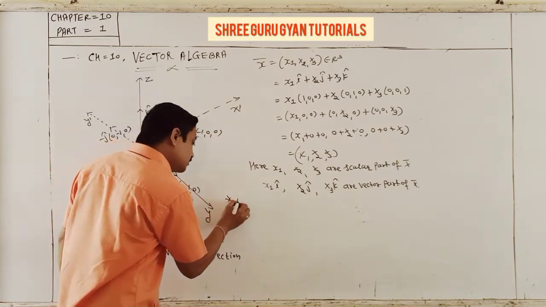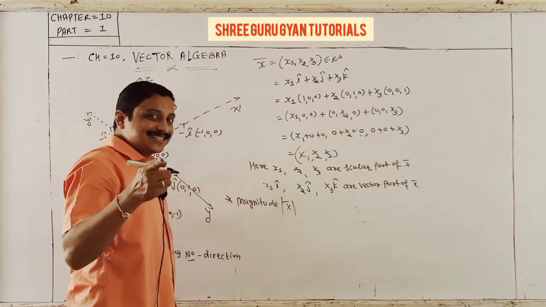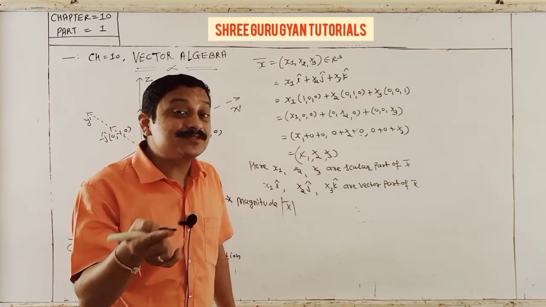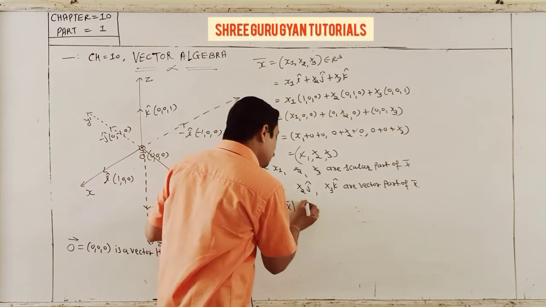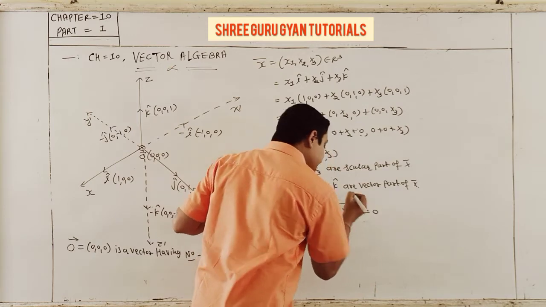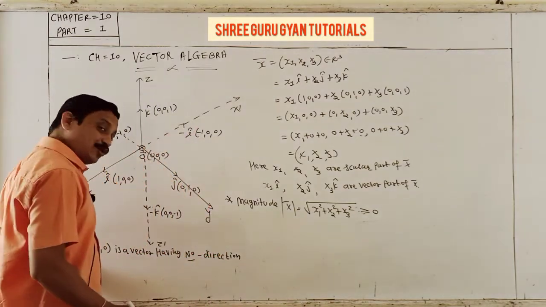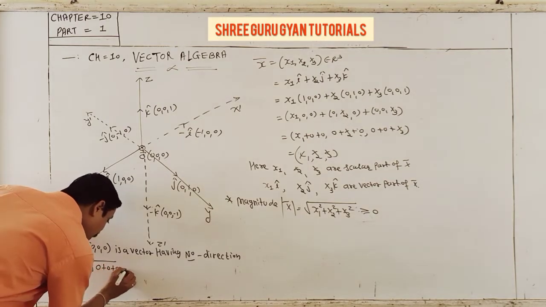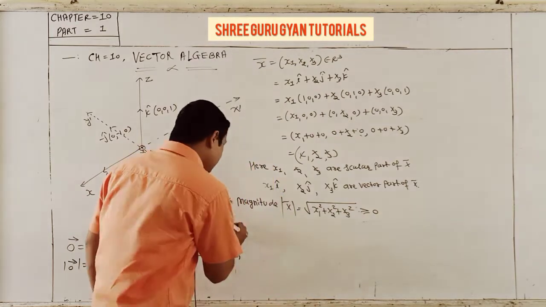Now I go to the second part, magnitude. Students, magnitude means the distance from the origin. Yes, listen correctly. What is magnitude? The distance from the origin of any vector is called the magnitude, which is the square root of x1 square plus x2 square plus x3 square, and it is always greater than or equal to 0. Now take the magnitude of the 0 vector here. Magnitude of 0 is possible, having magnitude available, but it is directionless.